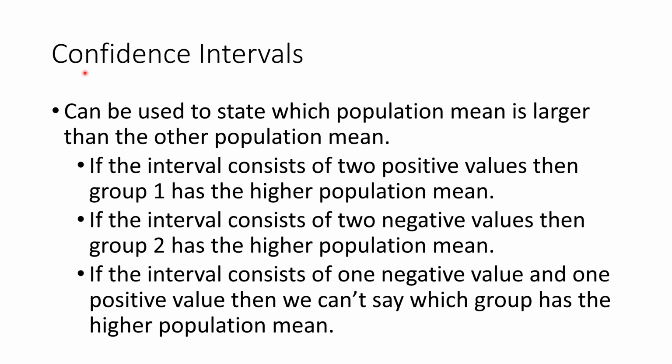Confidence intervals can also be used to state which population mean is larger than the other. If the interval consists of two positive values, then group 1 has the higher population mean. If the interval consists of two negative values, then group 2 has the higher population mean. If the interval consists of one negative value and one positive value, then we cannot say which group has the higher population mean.